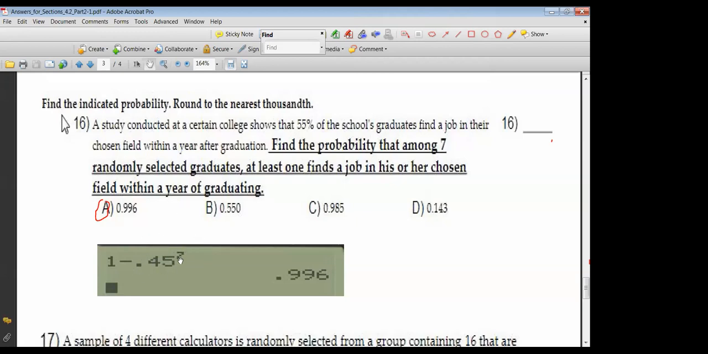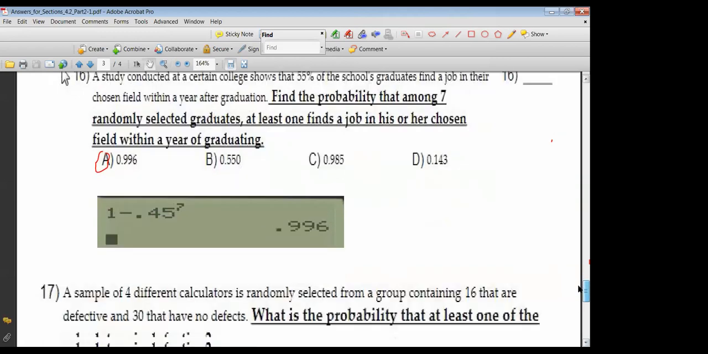But remember, you're using the complement rule. You subtract that from the whole number one. That's the only way you can do an at least one problem. The probability of at least one is one minus the probability of none, no one finding a job: 0.45 to the seventh power.